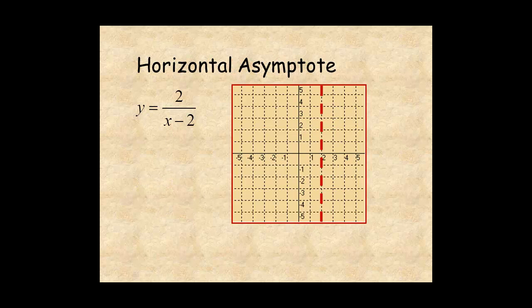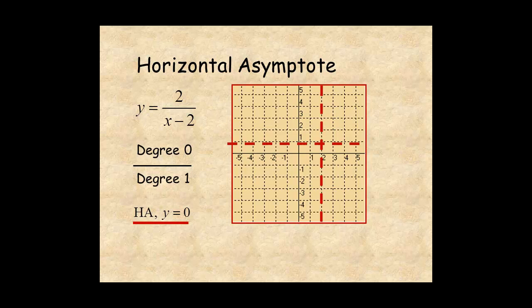For this rational function, the numerator is degree 0 and the denominator is degree 1. Since the degree of the numerator is less than the degree of the denominator, the HA for this function is the horizontal line y equals 0, the x-axis.